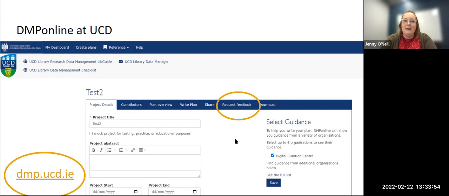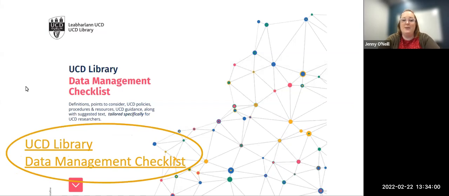Please use it. There's a lot of guidance that we do provide within our UCD data management checklist. The data management checklist is divided into 6 different sections. And for each of the questions within those sections, we have a lot of detailed guidance: relevant definitions, points to consider when you're completing the data management plan, the relevant UCD policies that you want to take into account, any procedures that exist within UCD, and any additional resources that might be available to you. If there's any specific UCD guidance or suggested text, I've also included that there as well.